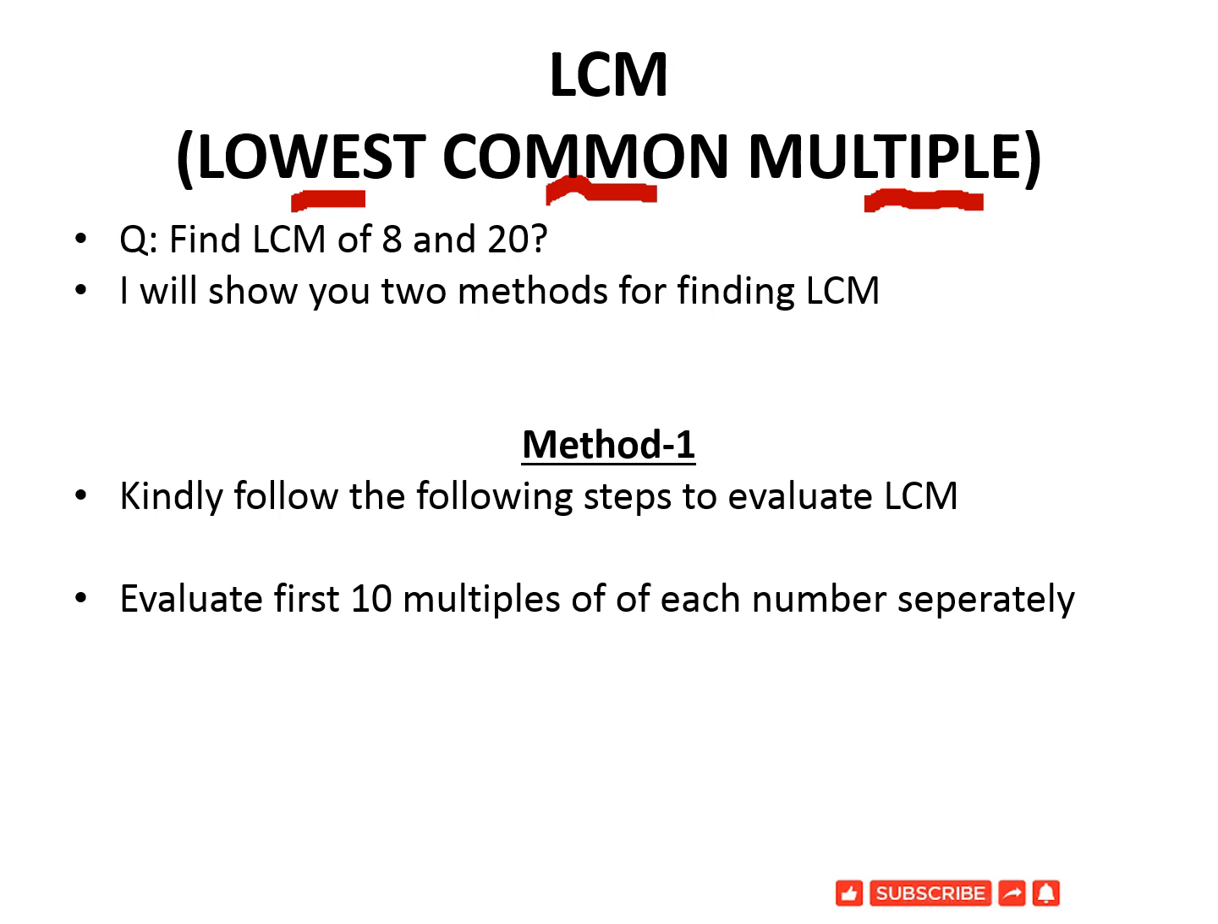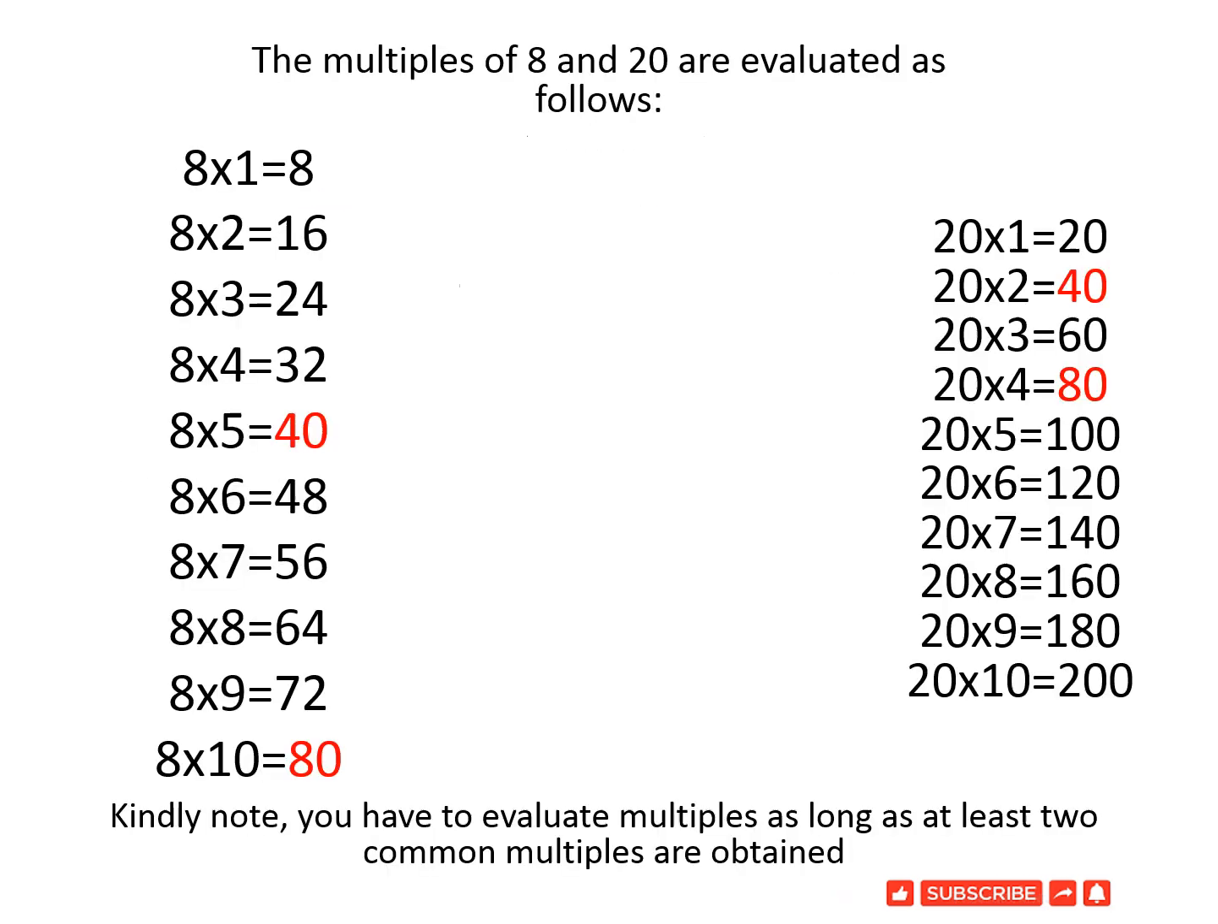Method 1. Kindly follow these steps to evaluate LCM. First evaluate the first 10 multiples of each number separately. You have been given two numbers, so you find 10 multiples of both separately. Here you can see 8 into 1 equals 8, 8 into 2 equals 16, 8 into 3 equals 24, and so on, up to 8 into 10 equals 80.